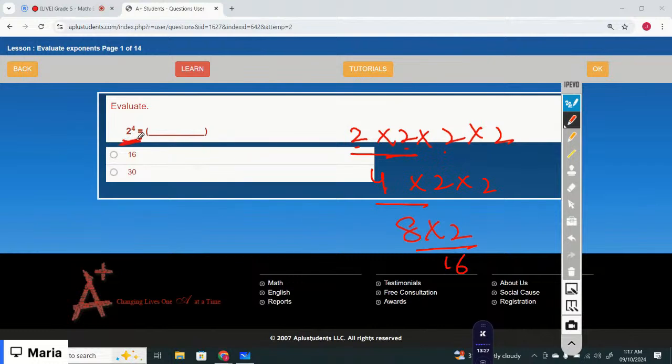That is 2 exponent 4. So 2 exponent 4 means you need to multiply 2 four times. That is 2 times 2 times 2 times 2. 1, 2, 3, 4. Then make pairs of numbers and multiply them. 2 times 2 is 4. Then 4 times 2 is 8. And then 8 times 2 is 16. So the correct option is 16. Option number 1 is the correct option.